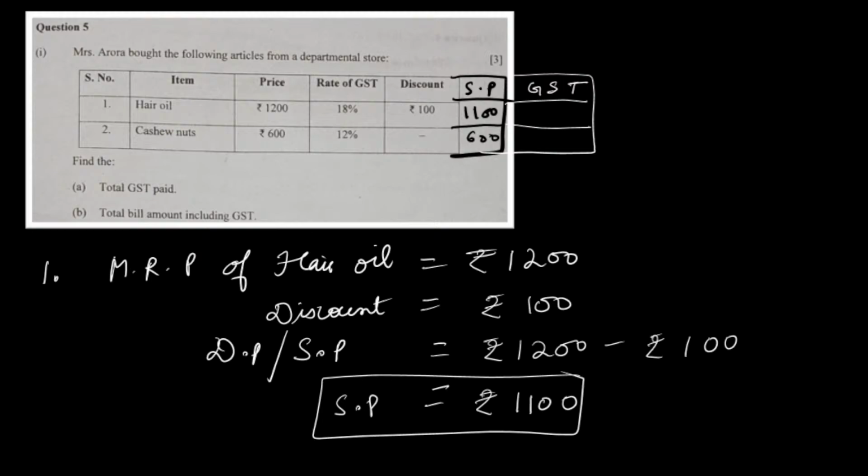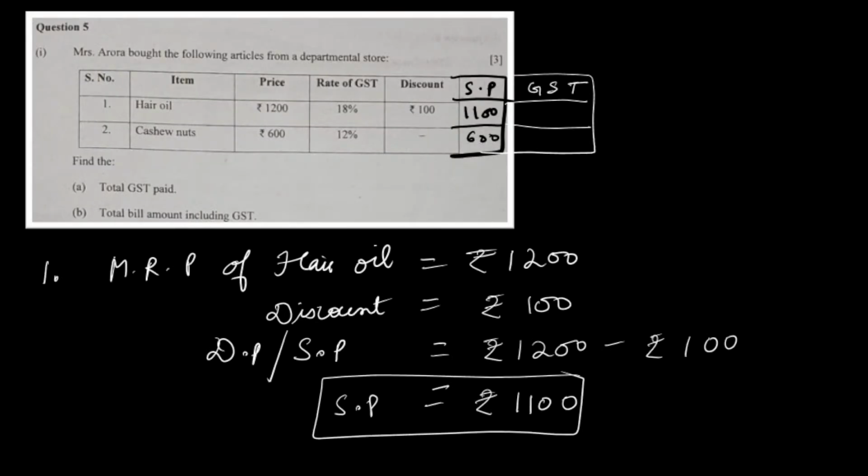So first of all, let's find GST of hair oil. GST is 18%. Here it's not mentioned, and we know we have only intrastate GST. So always do it separately, CGST and SGST. Do it separately. So 18% is the GST.